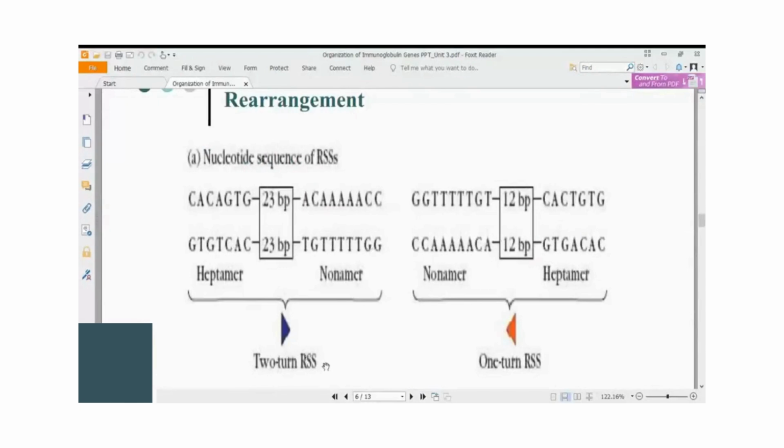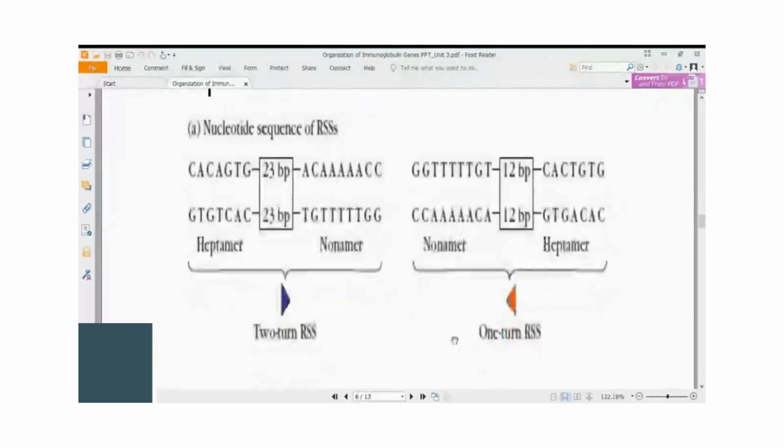One is two-turn RSS, one-turn RSS. What is meant by two-turn and one-turn RSS? You know, in the DNA molecule, one turn refers to 10 nitrogenous bases. Two turn refers to 10 plus 10, 20 nitrogenous bases. Okay, two turns of the helix, one turn of the helix. Based on that, these recombination signal sequences are classified.